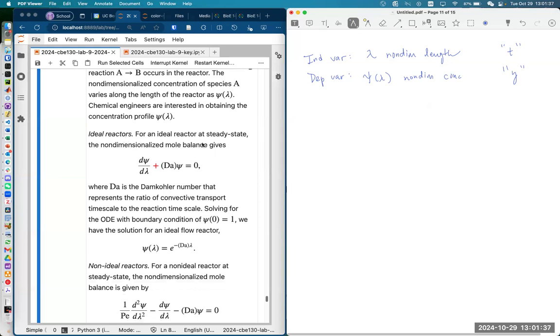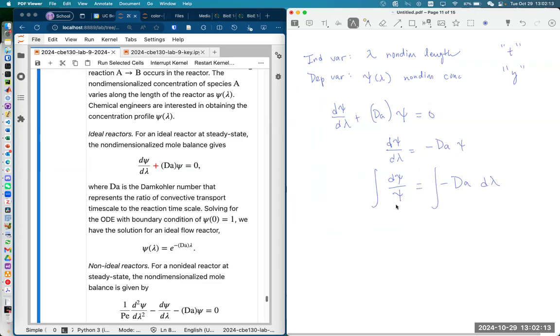So we have this first order ODE, d psi d lambda plus DA, where DA is just a constant, no different than alpha, beta, gamma, or something, times psi is equal to 0. And how do we solve this? This is first order, homogeneous, and I assume it's also separable. So d psi d lambda is equal to minus DA times psi. So d psi divided by psi is equal to minus DA d lambda. Okay, integrate both sides.